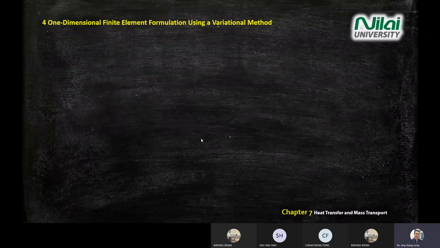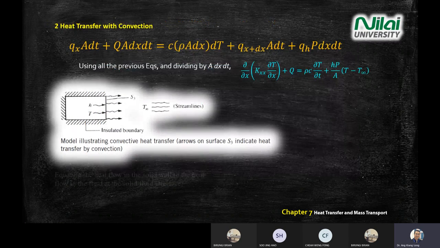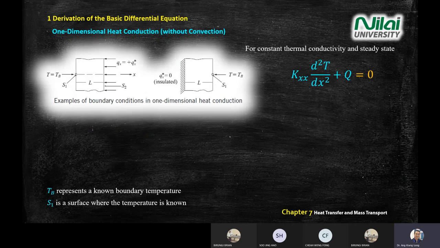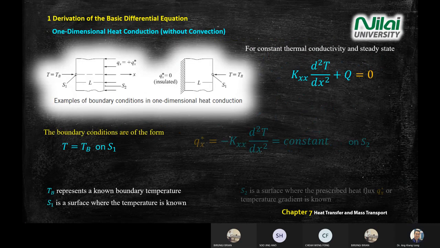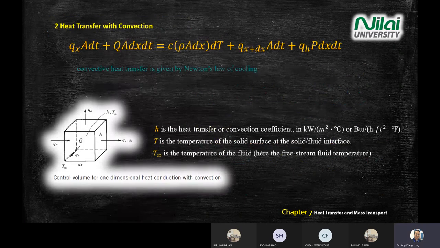Okay, now before we start looking at the tutorial question for today, let's recap. There are some equations that we will look at later on. So the first one will be this one. If the heat transfer happens with convection, then for the first equation above, you need to add the QH. H means the convection is happening.